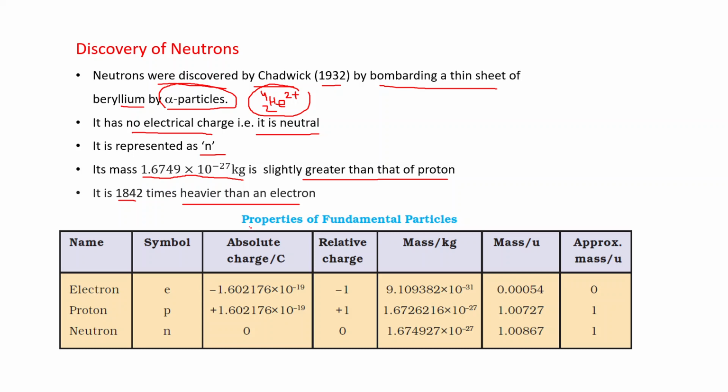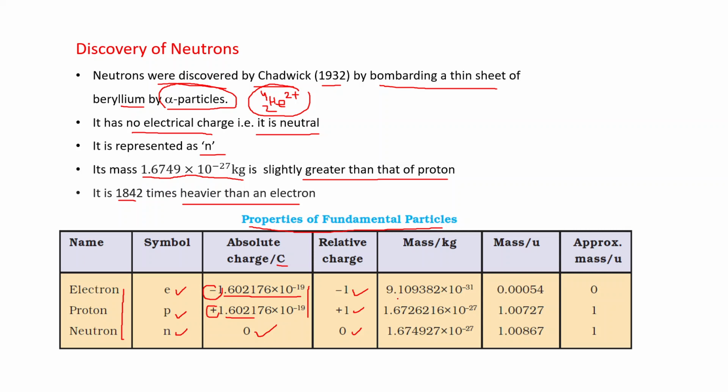Now we can compare the properties of these fundamental particles: electron, proton, and neutron. The symbol is for electron e, for proton p, neutron n. Charge, absolute charge in coulomb. Charge on electron is same as the charge on proton. Only difference is sign. Charge on electron is negative, charge on proton is positive, and its magnitude is 1.602176 into 10 to the power minus 19 in both the cases. And for neutron, charge is 0 because this is neutral. Relative charge, electron is -1, proton is +1, neutron is 0.